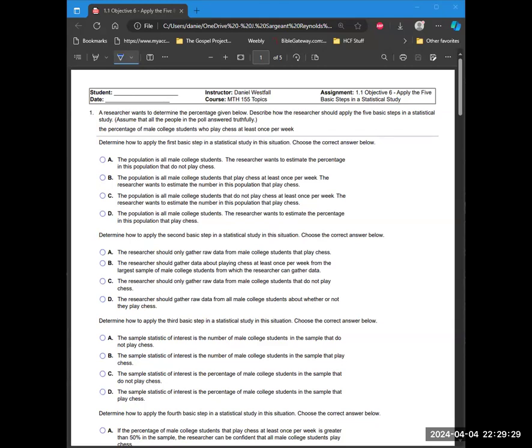So let's determine how to apply the first basic step in the statistical study in this situation. Let's choose the correct answer below. So we need to figure out what our objective is here. The population is all male college students, and the researcher wants to estimate the percentage in this population that plays chess at least once per week. Right, so that's D.